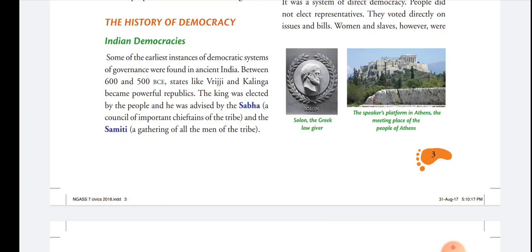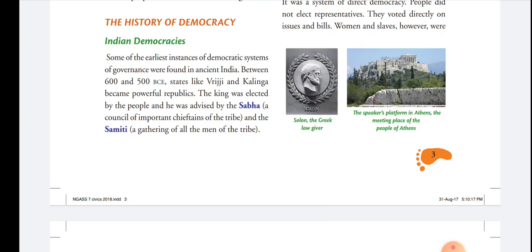So the king was elected by the people and he was advised by the Sabha and the Samiti. Two bodies were there, Sabha and Samiti. Sabha means the council of important chieftains. Chieftain means leader or head of the tribe. And the Samiti is a gathering of all the men of the tribe.